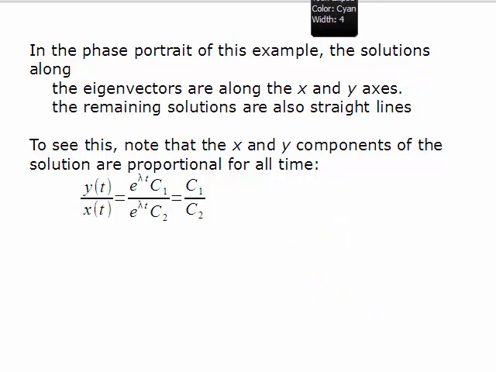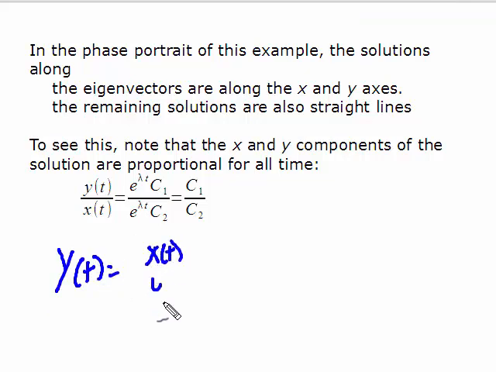To see that these are straight lines, let's look again at the solution. We had the vector x of t, y of t, and this became c1 e to the lambda t.